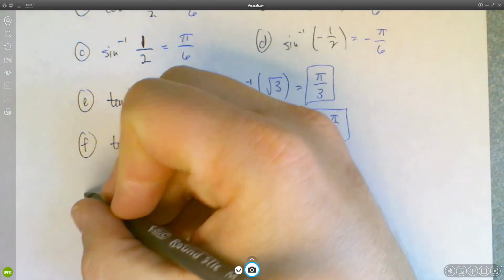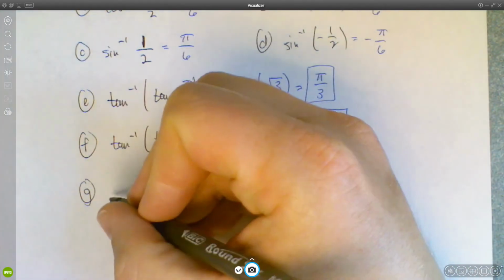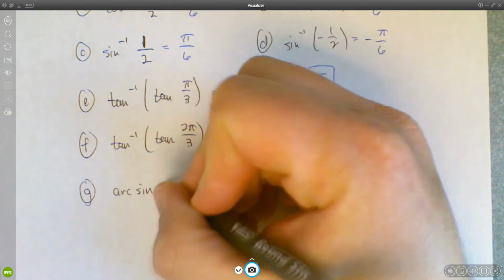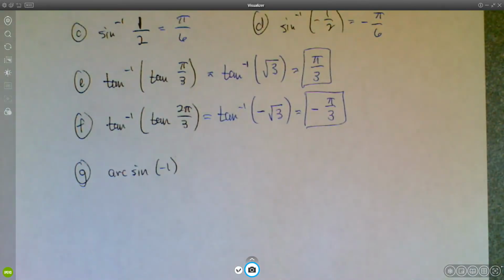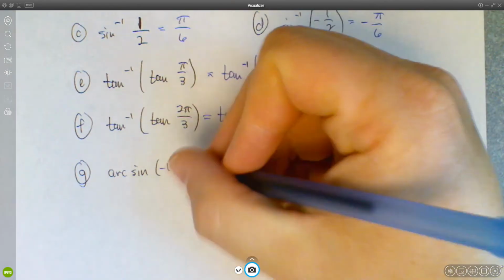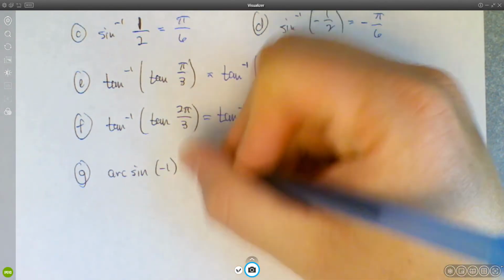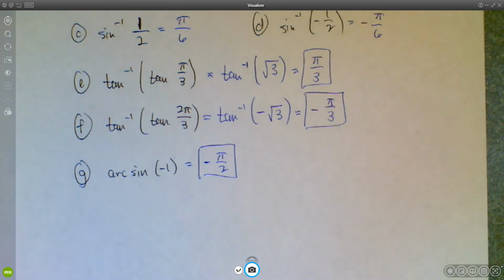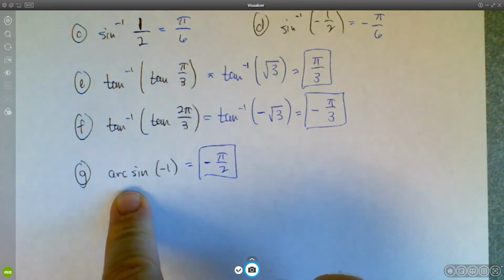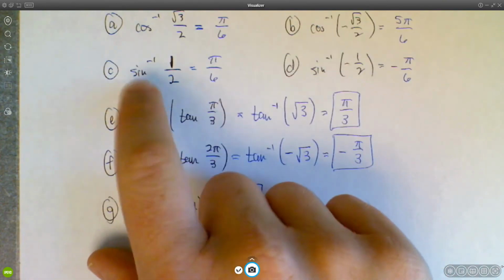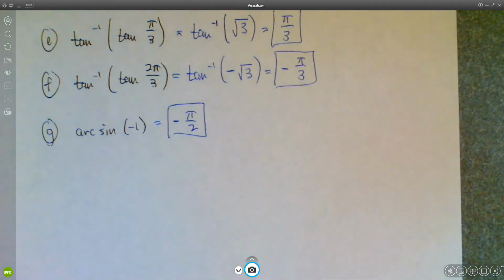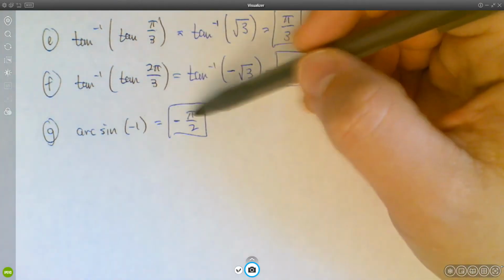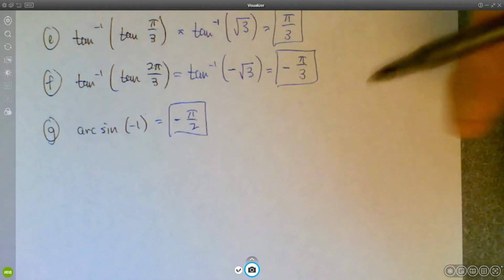A couple more, just to kind of show you that you could have some nonsense sometimes. Arc sine of -1. So try to think of an angle such that sine of that angle is -1 and the angle is between -π/2 and π/2. Okay, you should have come up with -π/2. Okay, that's the correct answer there. Arc sine, like we said a second ago, is the same thing as sine inverse. So arc sine and sine inverse, they mean exactly the same thing. And yeah, sine of -π/2 is -1.